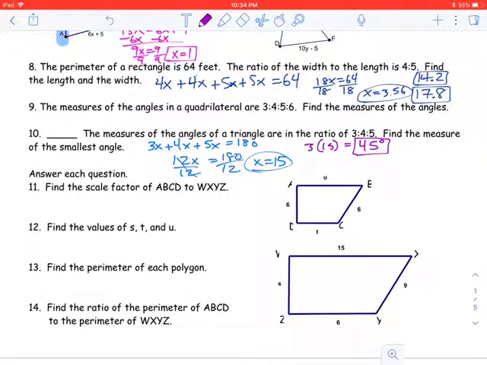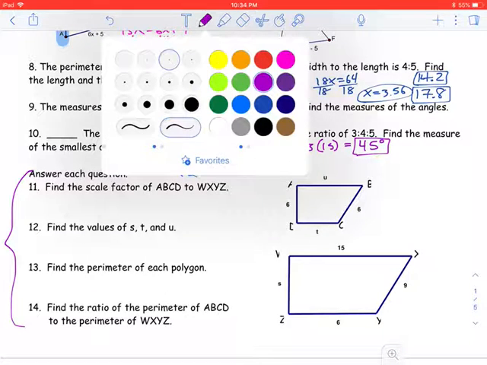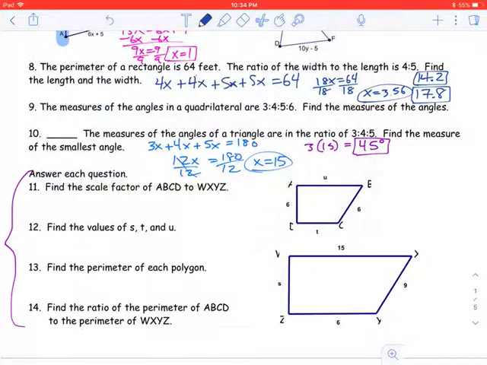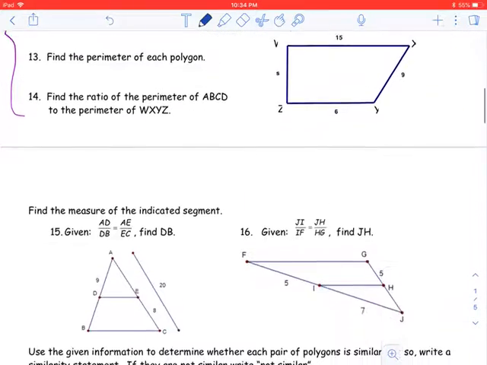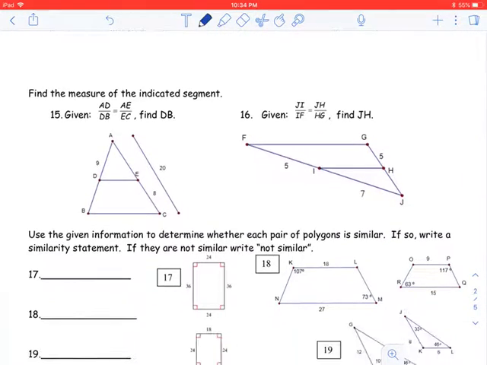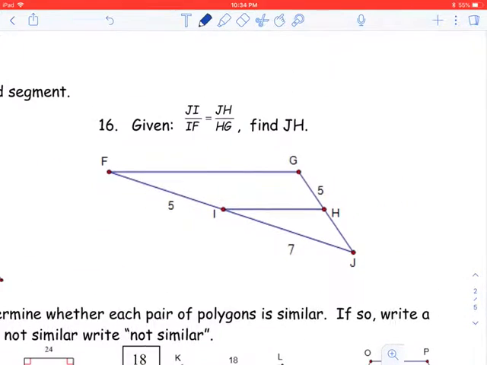All right. Now, this section here, we actually ended up doing on the odds. So if you need to watch that, go back to the odds video. And let's look at number 16. So find the measure of the indicated segment. Okay, we did one very similar to this on the odds. If I'm looking for JH, I can use that same thing.